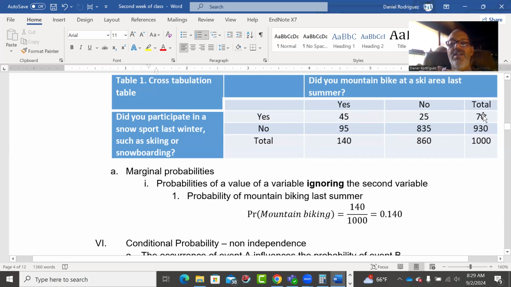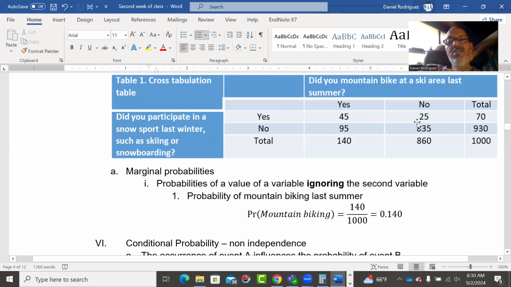These are marginal values, right? They ignore the second variable, right? Did you mountain bike at a ski area? 140 did and 860 didn't. We ignore whether or not they skied when we look at just these values here. These are marginal values as well. These marginal values add up to 1,000.